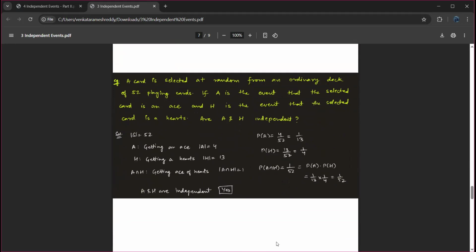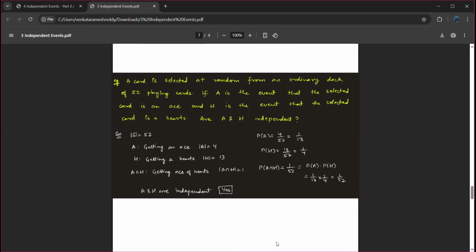So next, what they are asking is: a card is selected at random from an ordinary deck of 52 playing cards. Out of them they are selecting one card randomly. Suppose there are two events. A is the event that the selected card is an ace, and H is the other event that the selected card is a heart. They are asking: are A and H independent of each other?